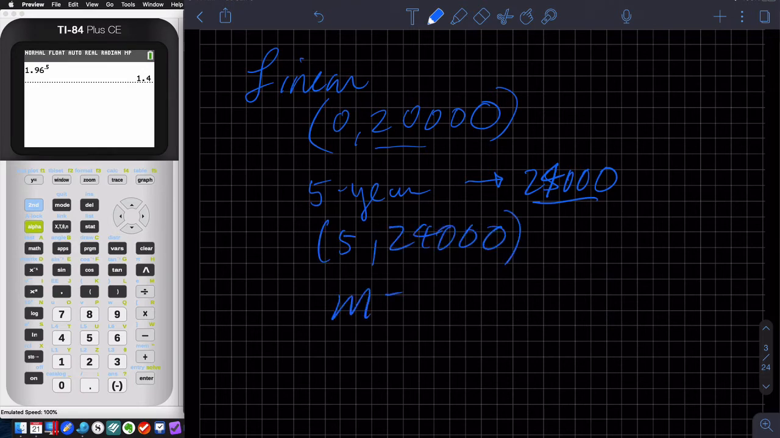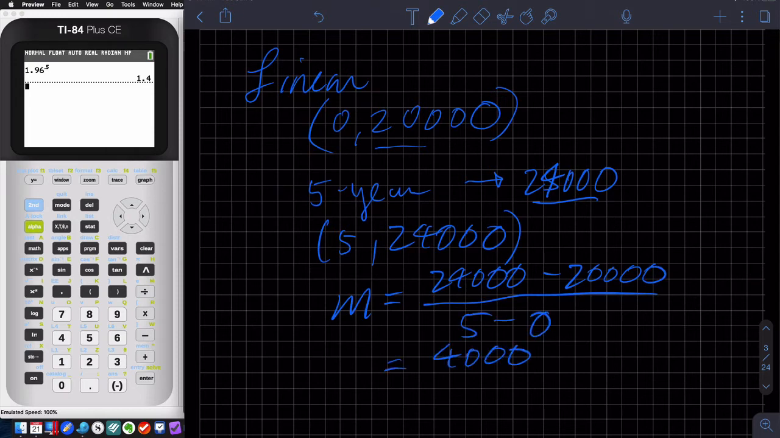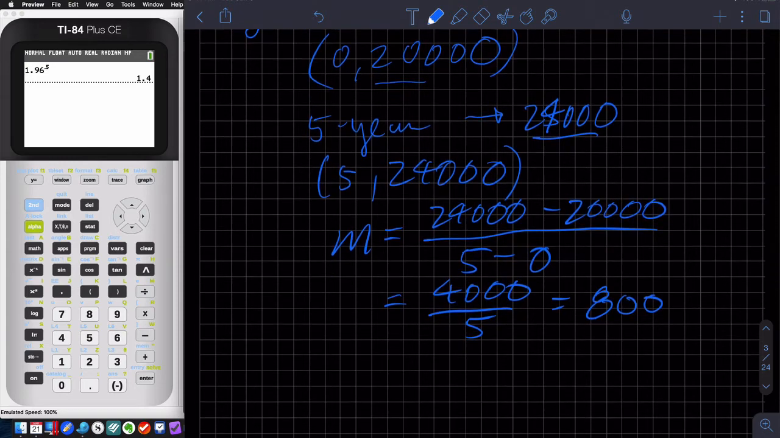And so my average rate of change is the slope, 24,000 minus 20,000 divided by 5 minus 0, which is 4,000 divided by 5, which should be 800, right? So I'm gaining 800 people per year for 5 years, and I'll get 4,000 people, all right? And so my linear function looks like this. P equals 800 t plus my initial amount, 20,000. Okay? Now that's our linear model.